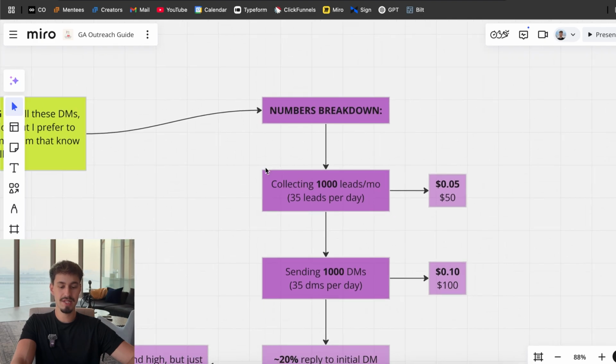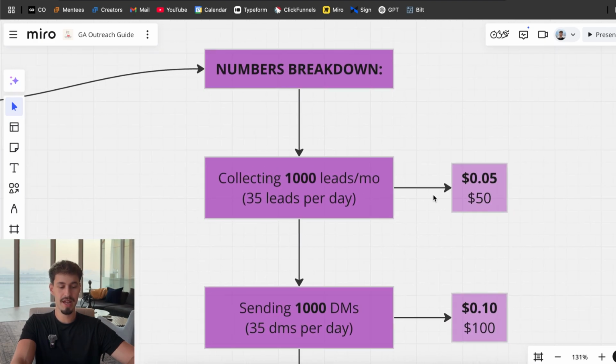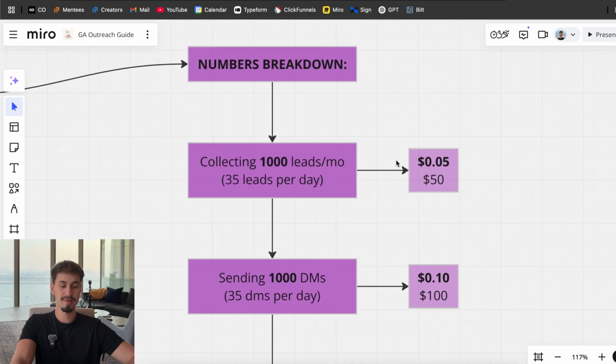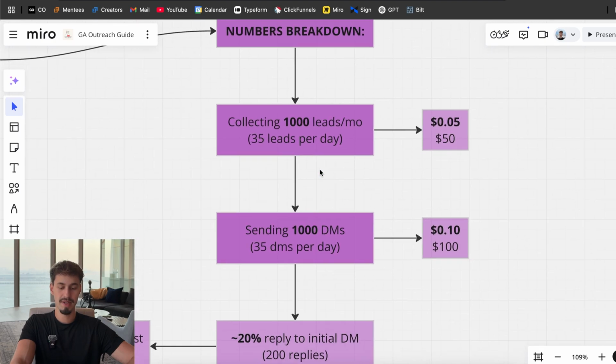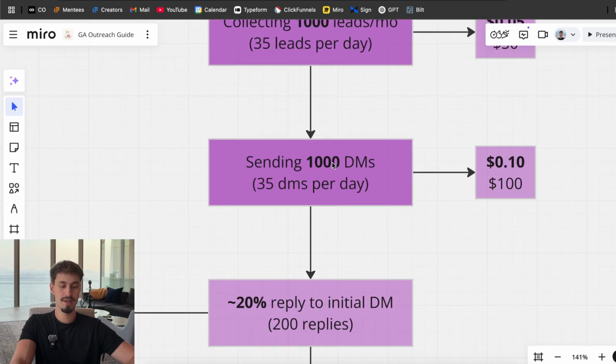Collecting 1,000 leads per month, 35 leads per day. I pay 5 cents a lead. That comes down to $50 a month for 1,000 leads. Now, sending 1,000 DMs. I pay 10 cents per initial DM sent, 35 DMs a day. It comes out to about $100 a month.